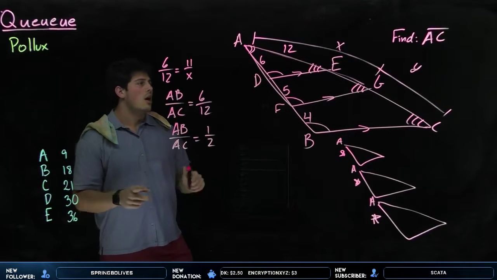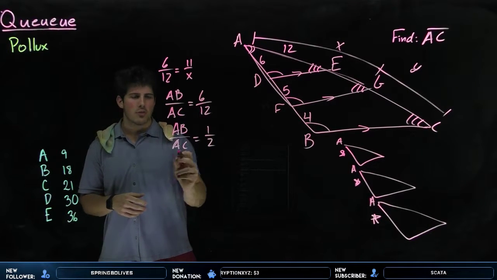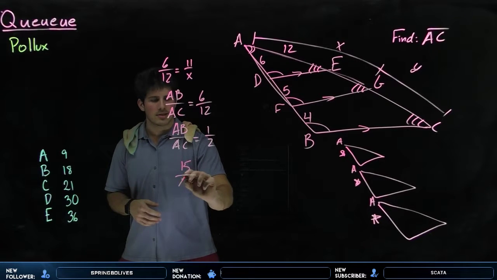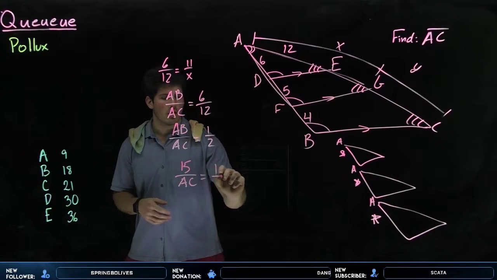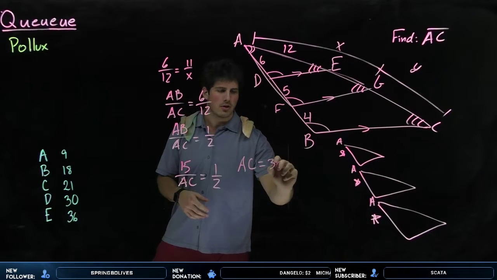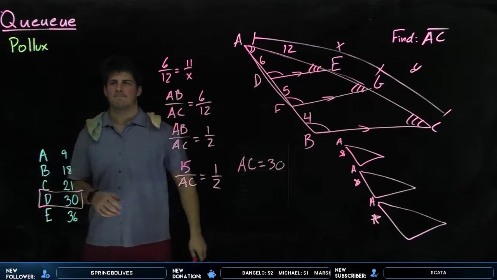Yeah, great. Now, I know AB, and then I have an equation, and I only have one unknown. So I just solve for it. So this is going to be 15 over AC equals 1 over 2. AC equals 30. Great, that's an option. D is correct.